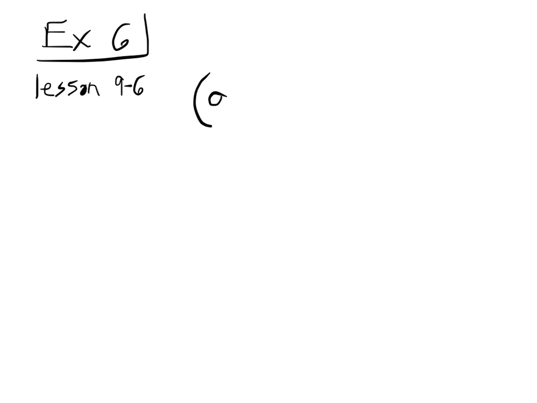Okay, example 6. Just so you know, if you get stuck or you're still confused, this is lesson 9.6 in your book. So the original problem gives me a plus 4 squared is equal to 49.